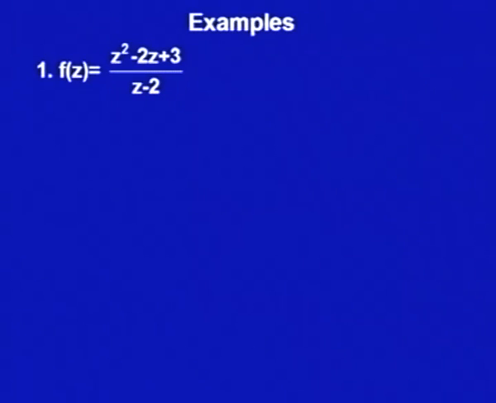First, f(z) is (z square minus 2z plus 3) upon (z minus 2). We have to find the poles of this function and the order of that pole. Here we see that this function I could rewrite as (z square minus 2z) upon (z minus 2) plus 3 upon (z minus 2), that is z plus 3 upon (z minus 2). So we can write f(z) as z plus 3 upon (z minus 2). The principal part is 3 upon (z minus 2).